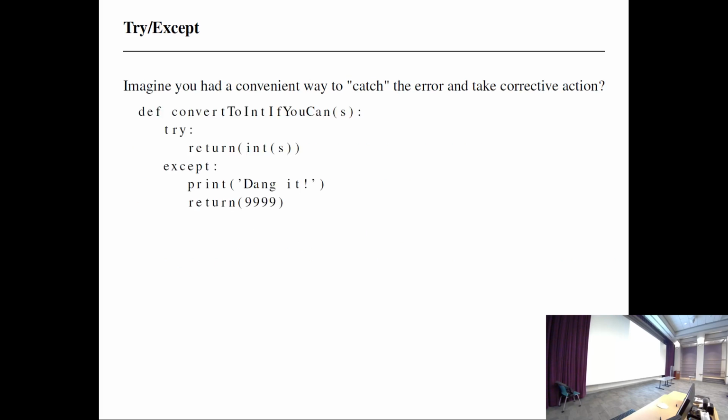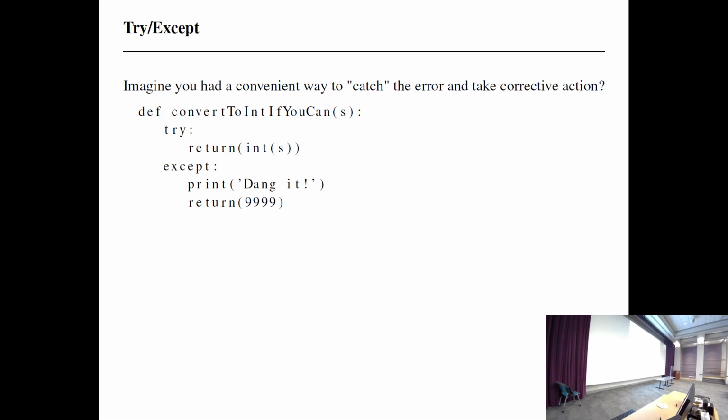We're going to try this convert if you can function definition. It takes a string, and what it does is it tries to return the integer value of that string. So you'll notice that the only thing that's different about convert to int if you can is that we have this try colon except colon.